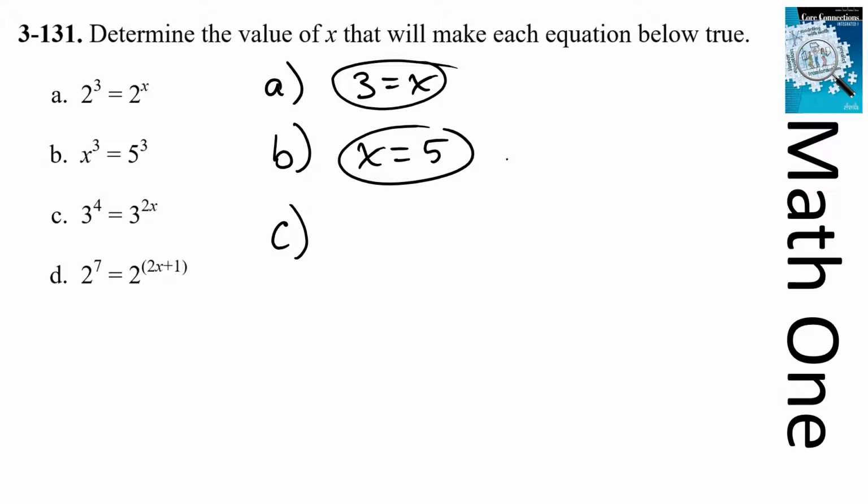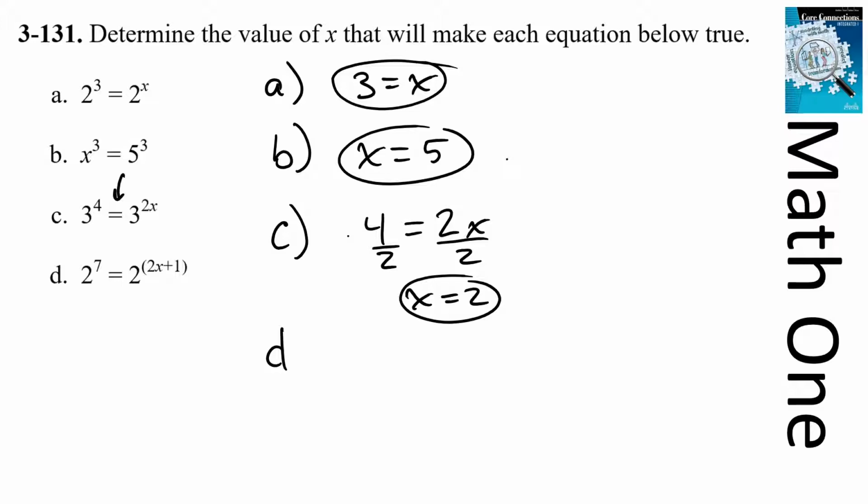For C, we've got 3 to the fourth equals 3 to the 2x. Again, the only way they can be equivalent to each other is if 4 is the same exponent as 2x. So that's slightly interesting. This can only be true if I solve for x here by dividing both sides by 2. This can only be true if x is the number 2. So when x is 2, these are equal to each other: 3 to the fourth would be equal to 3 to the 2 times 2, or 3 to the fourth power.